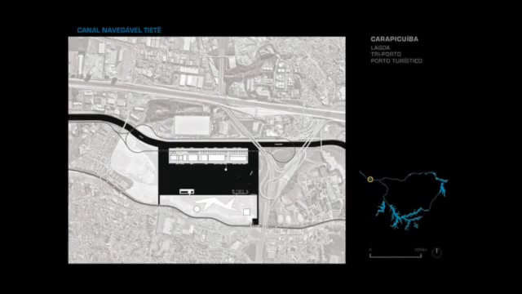So here's one of the ports for the processing of these residues, which is connected to road and rail systems.